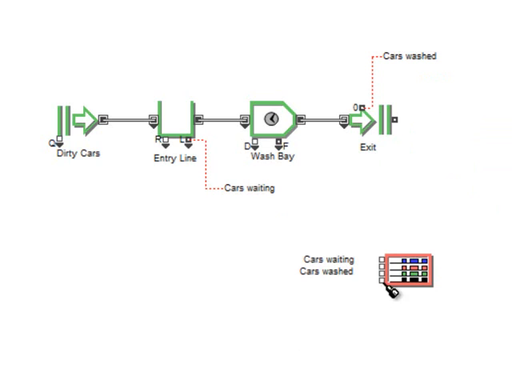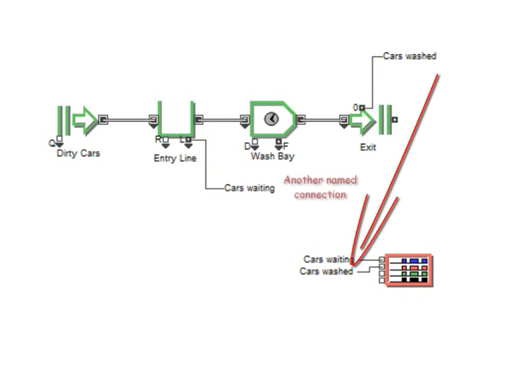So I'll begin by connecting the cars waiting, and I'll make that connection. You can see that's thicker, so I've got a valid connection. My dotted red line turned into a black line. So now the information from that length connector is going into the plotter. Do the same with the cars washed, and of course we'll see that dotted red line go away there as well. So now I've got a completed model.